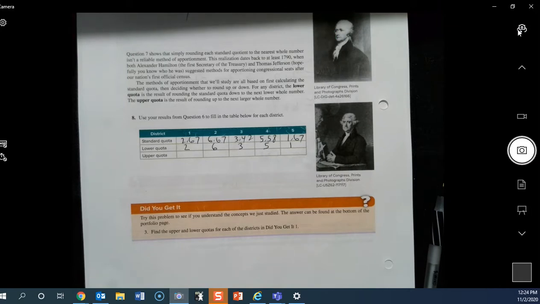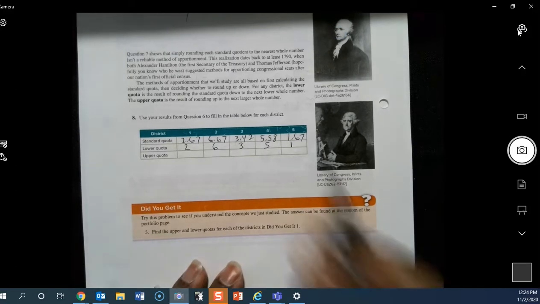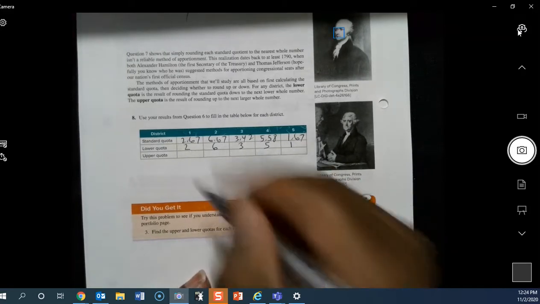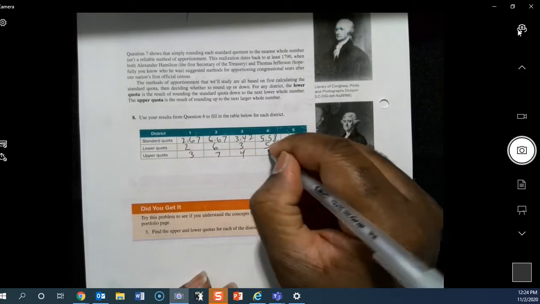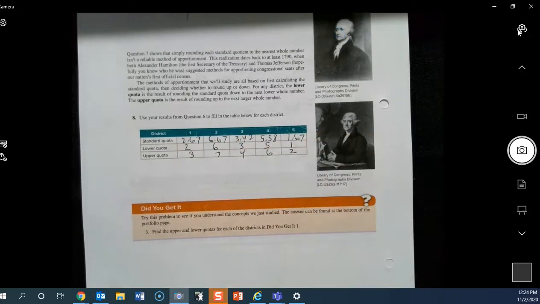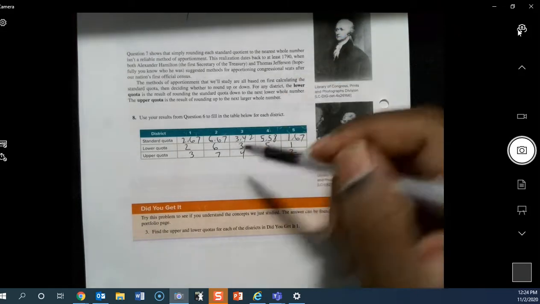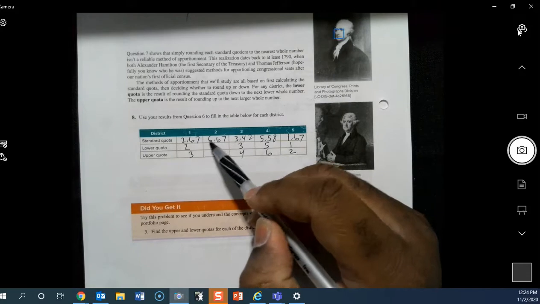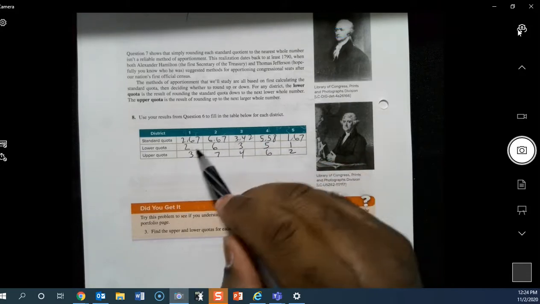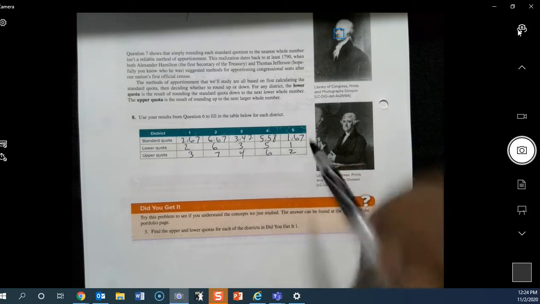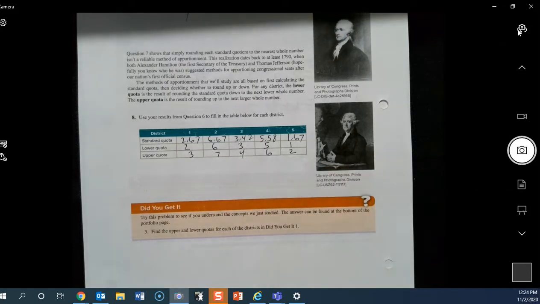Now, once you find the lower quota, the upper quota is easy. All you got to do is just add 1 to your lower quota. So this would be 3, 7, 4, 6, and 2. So again, just to recap this, to get the lower quota, you just take the number in front of the decimal. To get the upper quota, just add 1 to the lower quota, and you have the upper and lower quota.